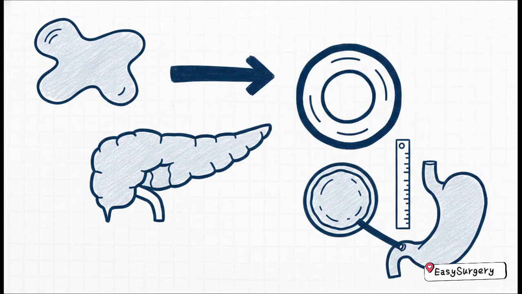Now, if a pseudocyst is asymptomatic and under 6 centimeters, you can often just watch it. But if it's over 6 centimeters, sticks around longer than 6 weeks, or becomes symptomatic, you have to treat it, usually with internal drainage, like an endoscopic cystogastrostomy.